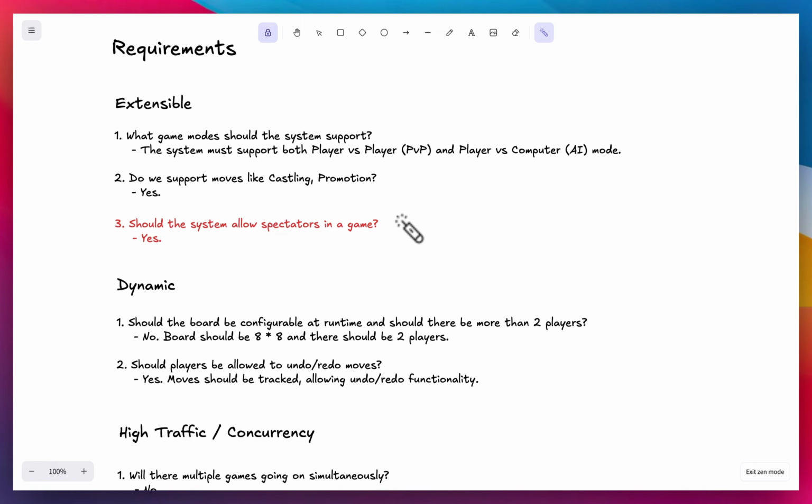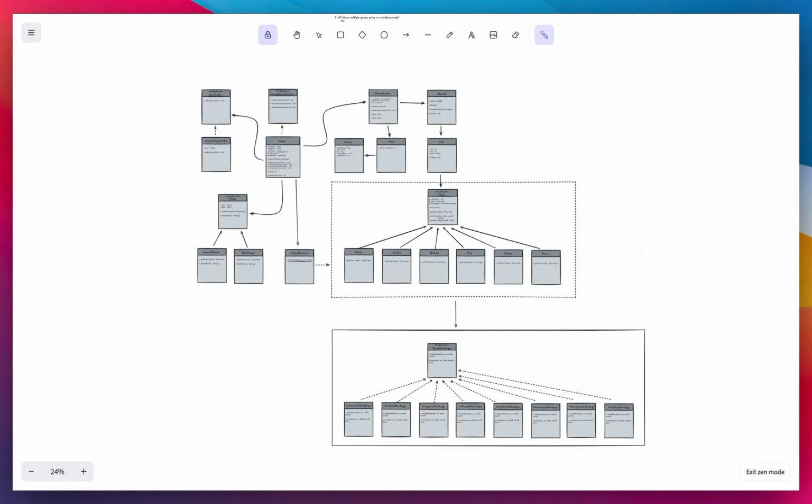Now let's check out the class diagram and understand the entire flow. This is the class diagram of the chess game and this is very huge, I know. So what we'll do is we'll try to understand each and every component one by one. So let's start with the spectator component.